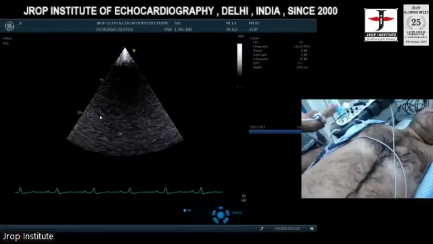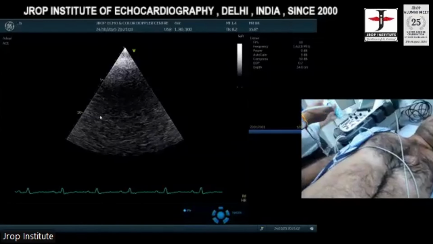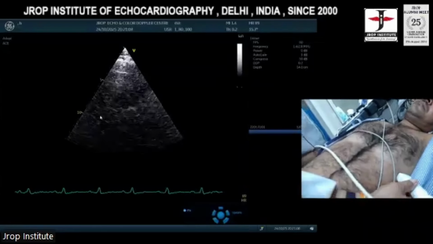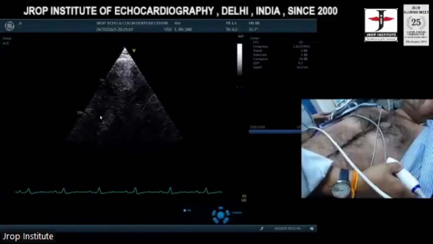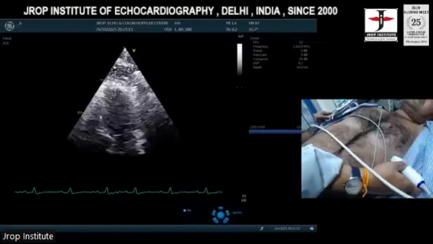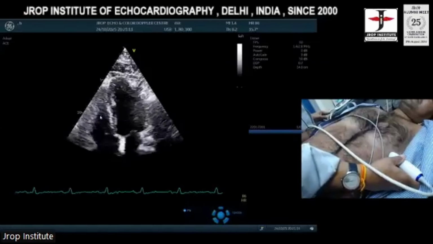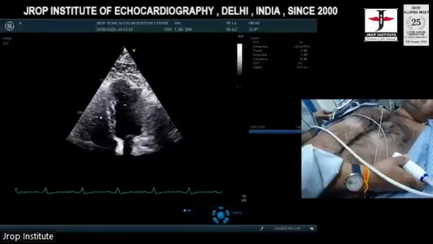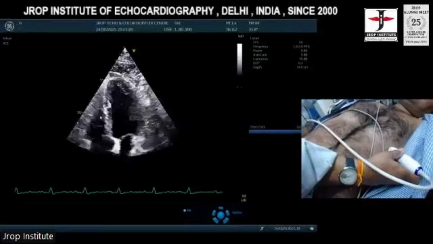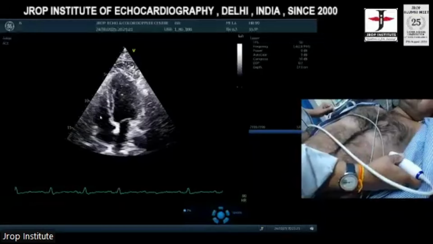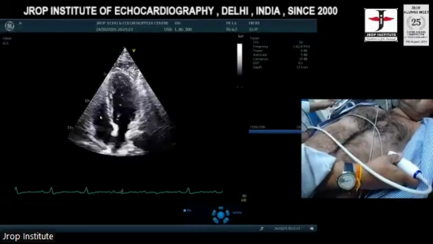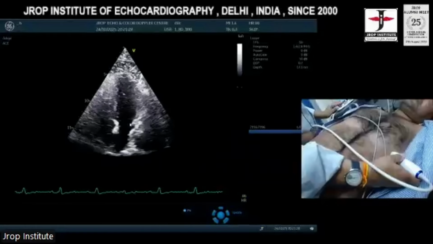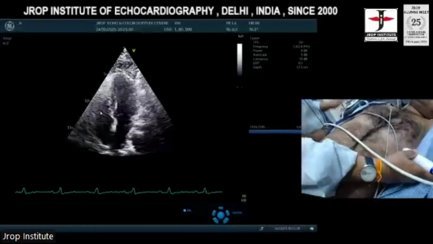From this window, we go to the apical window. I'm at the fifth intercostal space, almost at the mid-axillary line. My index marker is at the 3 o'clock position, 2 to 3, depending on the patient. I can look at my 4-chamber view. This is my LV, LA, RA, RV.